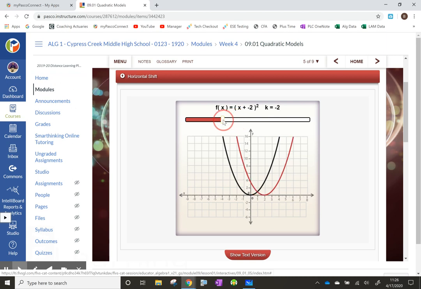Subtracting 2 would move it to the right 2, and so on. Subtracting 3, subtracting 4 moves it to the right 3 and 4. So it's kind of opposite from how it goes. You would think adding a value would move it right, but it doesn't. Adding a value is moving it left, and subtracting a value is moving it right. So it's kind of inverted. We had seen something like that somewhere a long time ago in class.